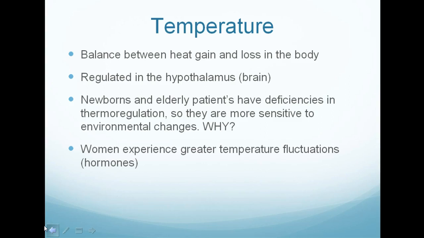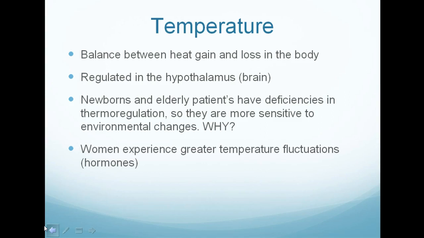Let's look at this slide as we talk about temperature. And I'm going to gear you back to page, I believe it's 478, as we speak about temperature. I would like for you to look at radiation, conduction, convection, evaporation. See how those relate to temperature in your book. Now we know that the balance between heat gain and loss in the body is regulated by, of course, the mighty hypothalamus located in the brain.